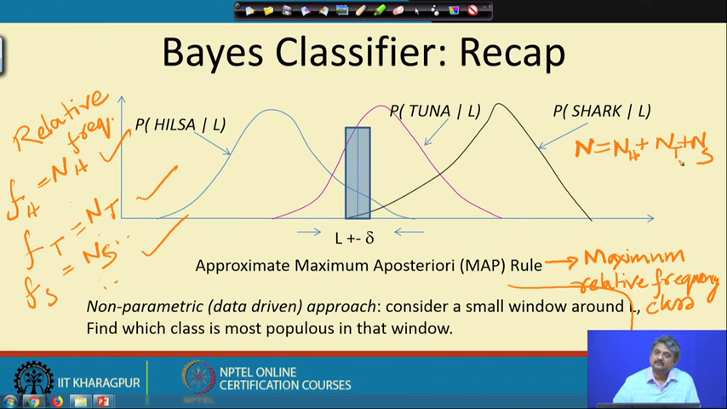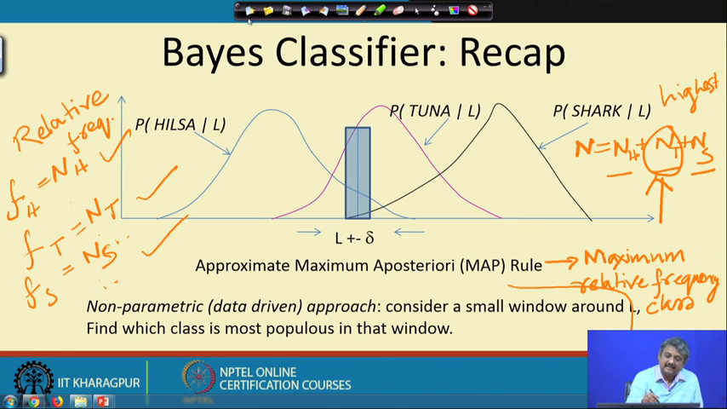Okay, and I can rewrite my MAP rule as: check which of these counts are highest, put L into the corresponding class. Suppose NT is highest, tuna is highest, put it into class tuna, if this is highest among these three. Okay. So, I can do that.